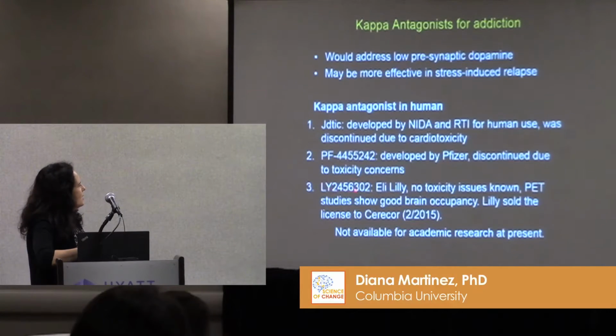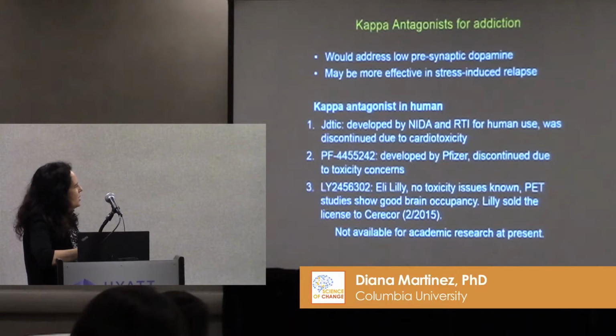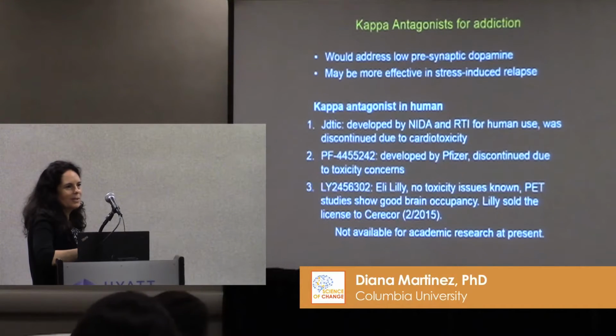And then the last one is LY2456302, which was developed by Eli Lilly. It was developed for depression. They did PET imaging studies at Yale. They've shown it has very good occupancy of the kappa receptors. They sold the license to Cerecor in February of last year. They won't exactly say why they lost interest in it for depression, but they have. Cerecor is interested in developing it for addiction. We've worked with them to an extent, but they will not make the compound available for academic research.